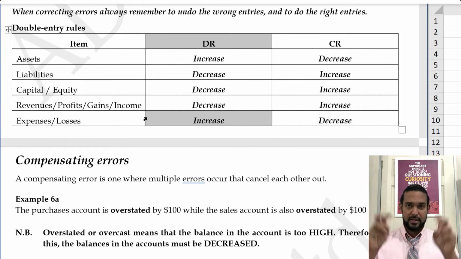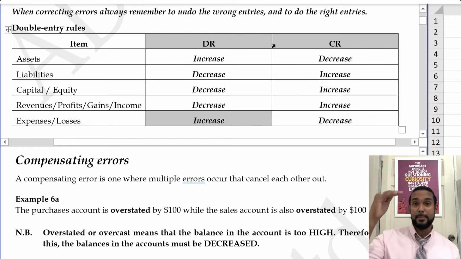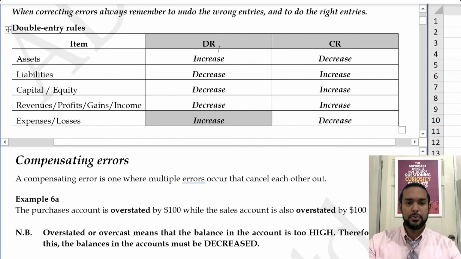How do we counterbalance that? We have to go on the opposite side, the credit side, to record a decrease, which will bring the balance down. So we will do that to the what? Purchases account. Nice. What about the revenue account?